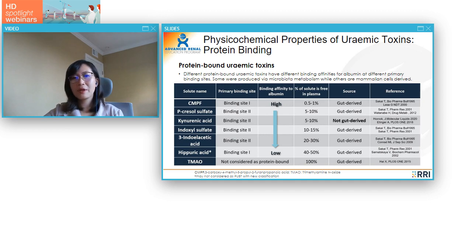From a physiochemical perspective, the higher affinity they have, the longer they spend with this molecule. As a result, the free fraction of those toxins in the blood, which is the portion that can be filtered by the dialysis membrane, also varies. For example, some toxins, as you can see on the first row of this table, CMPF, is a toxin with such high affinity that almost no free fraction can be easily measured in plasma.